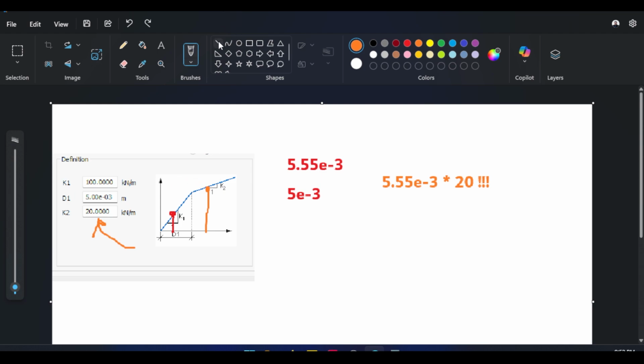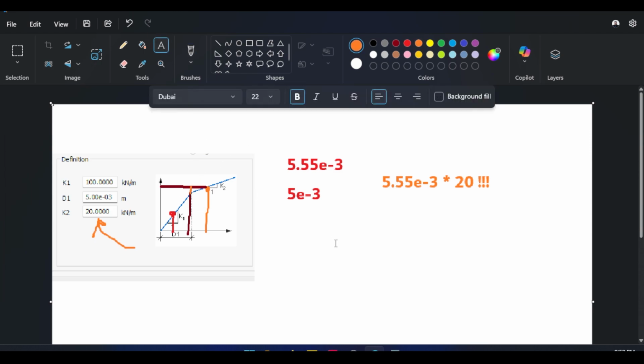Like, let me show you. This is your reaction force. This is the one. Now, how do I get this reaction force? It's a summation of two reactions. It's a summation of the first line part, which is this part. And it's a summation of the second line part, which is in orange, this small part. So how do I calculate that then?